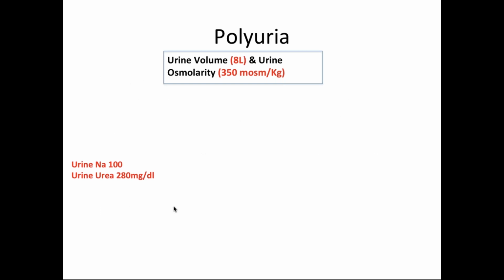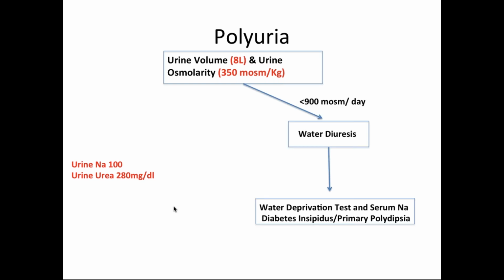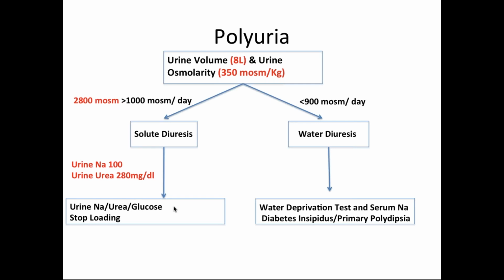As we just went over, we start with the urine volume, which is 8 liters, and urine osmolarity, which is 350 milliosms per kg. So the total osmolarity that is being excreted is 2,800 milliosms. That tells you that this is a solute diuresis.